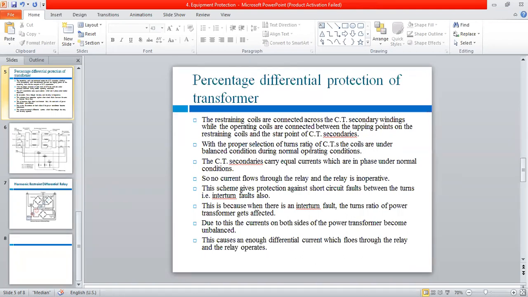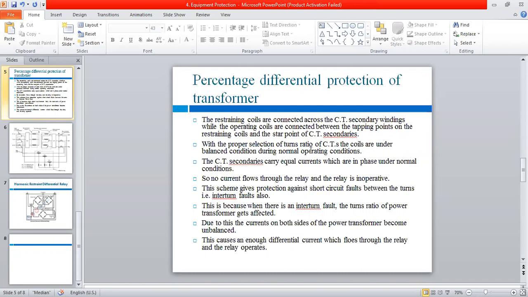So the current flowing through the current transformer is normal when there is no fault. No current flows through the relay and the relay is inoperative. Means if there is no fault, the current flowing through the relay is equal to 0, the normal operating condition.